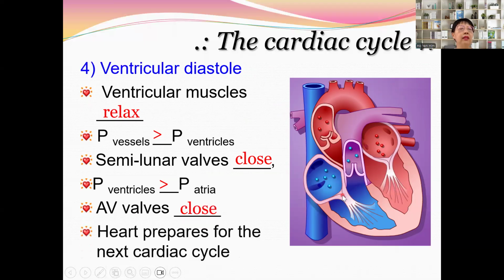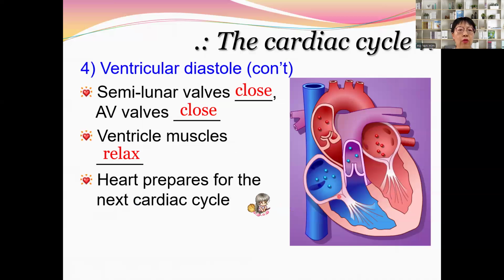So now, this is the end of the cardiac cycle. You prepare for the next cycle. Now both the atrium and the ventricle are relaxed. So when they're relaxed at the beginning, the AV valve is closed. Then we start the next cycle, okay?